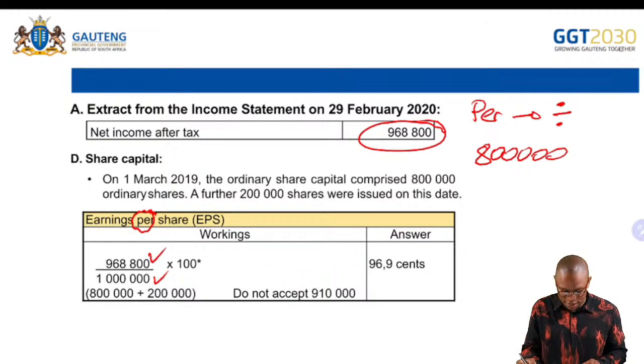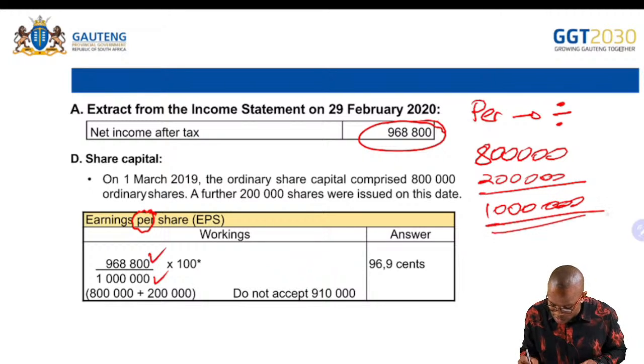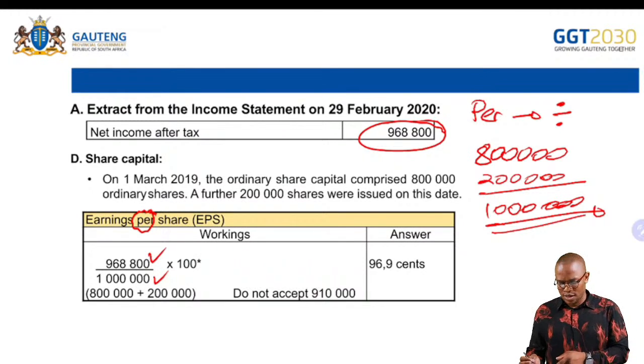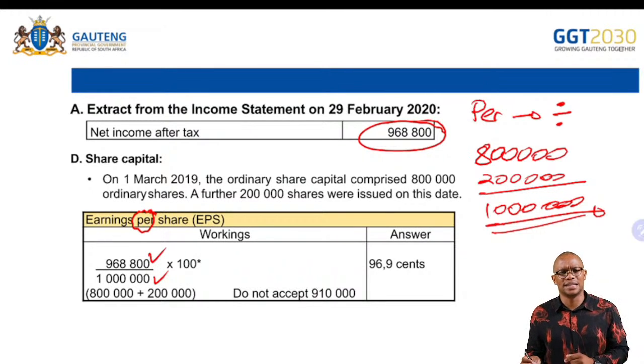800,000 shares. But then they said a further 200,000 shares were issued. So you add the 200,000, and when you add this, it will give you a million. I know one learner is asking, why don't we subtract the repurchased shares? It is because on the question paper they said these shareholders also qualify to get these earnings.